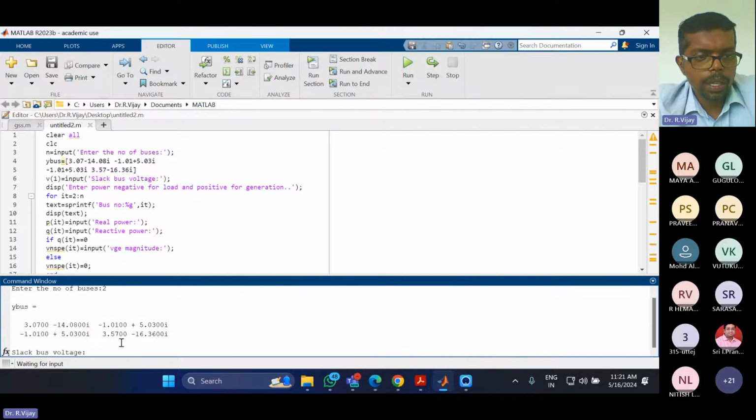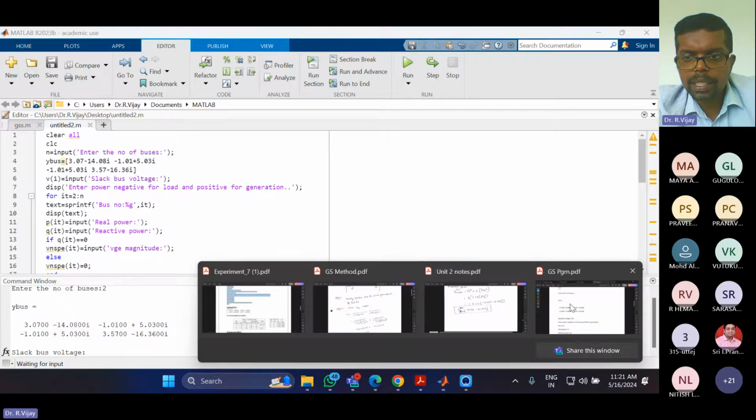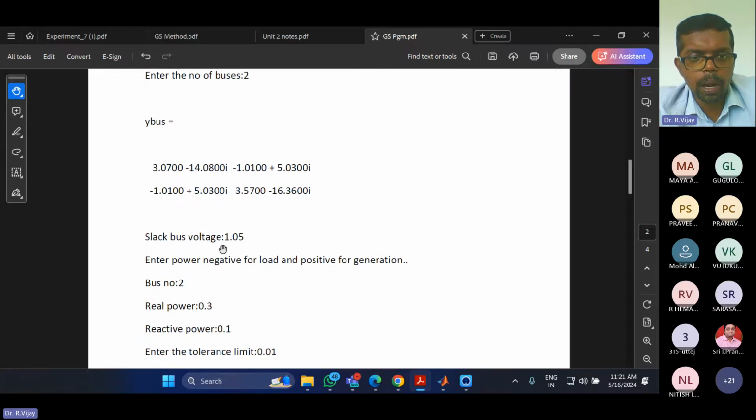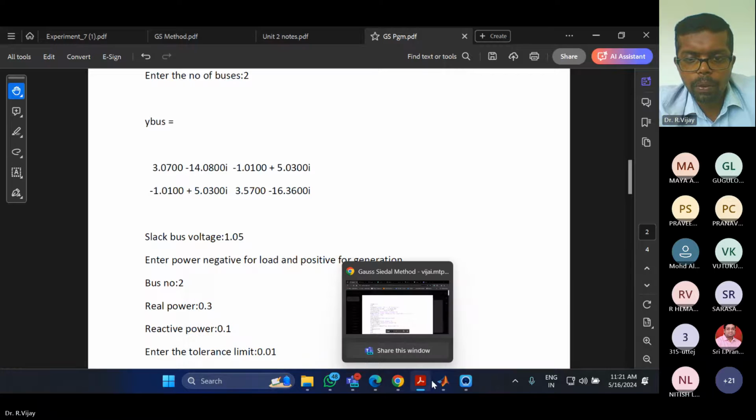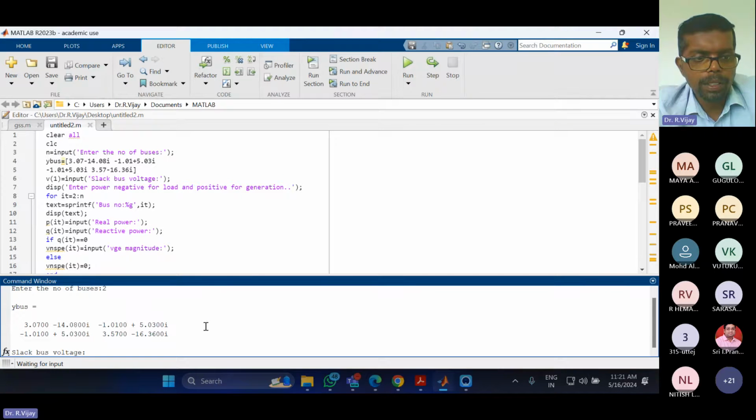So the slack bus voltage, what is the slack bus voltage given in the problem? 1.05. 1.05 is the slack bus voltage.